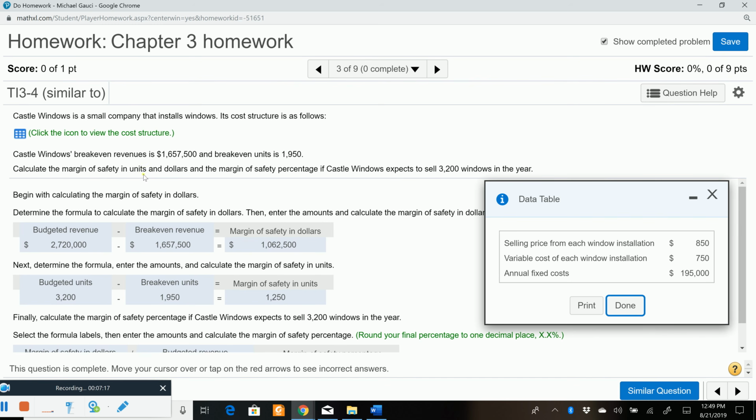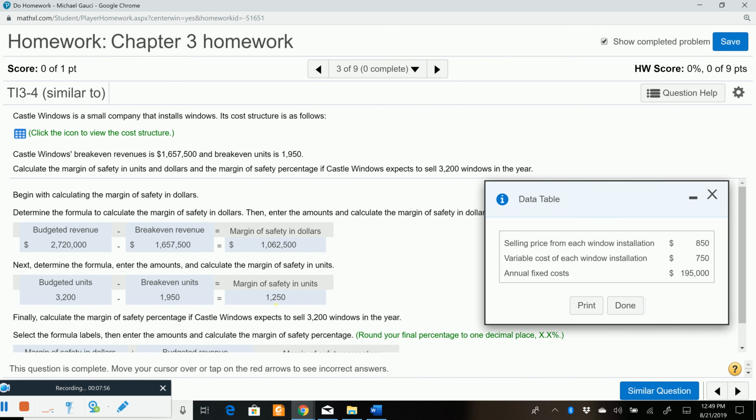What would the margin of safety be in dollars and percentage if we expect to sell 3,200 windows in the year? Okay, well, what would the budgeted revenue be? That would be the 3,200 times 850. If we take the 3,200 times the 850, you will get budgeted revenue, $2,720,000, minus the break-even revenue, which we stated earlier, $1,657,500. The difference between your budgeted revenue and your break-even revenue is the margin of safety in dollars.